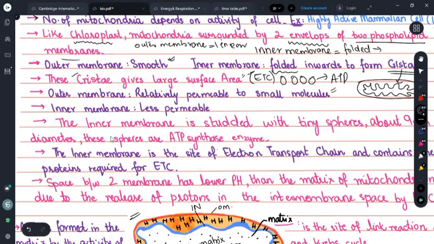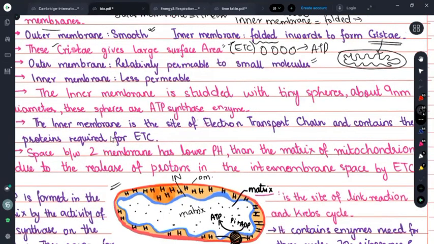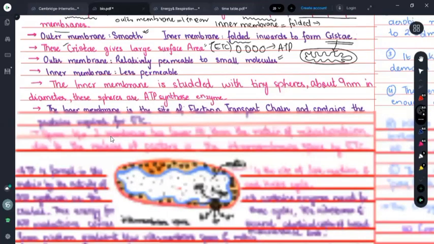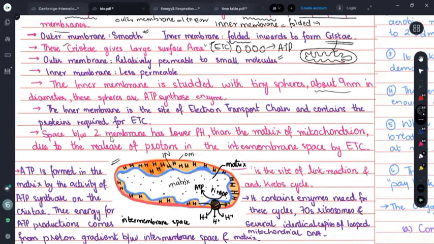The special characteristic of the inner membrane is that it is studded with tiny spheres, about 9 nanometers in diameter. These spheres are the ATP synthase enzyme, whose function is to synthesize ATP. So on the inner membrane, we have tiny spheres about 9 nanometers in diameter, and these spheres are ATP synthase enzyme, whose function is to perform the synthesis of ATP.